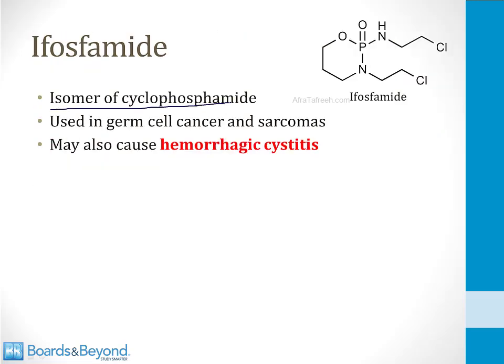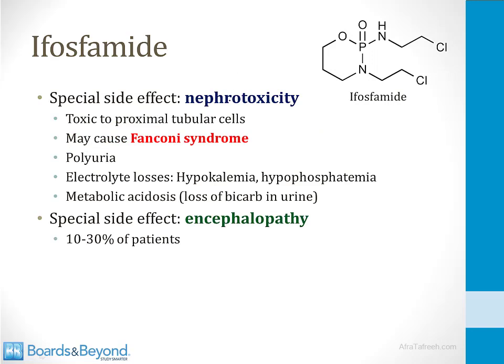Ifosfamide is an isomer of cyclophosphamide. It's used in some germ cell cancers and sarcomas, and just like cyclophosphamide, it can also potentially cause hemorrhagic cystitis. Two special side effects of ifosfamide are nephrotoxicity and encephalopathy. Ifosfamide is toxic to proximal tubular cells, so it can potentially cause the Fanconi syndrome. I talk about the Fanconi syndrome in the renal section. It results from loss of reabsorption in the proximal tubule.